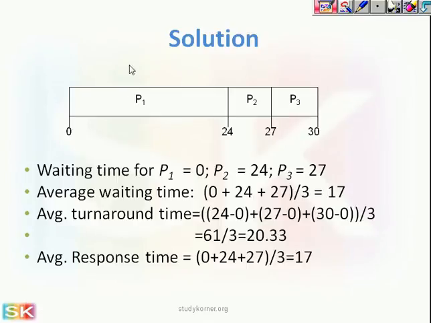So process P1 was submitted at time 0 and it gets the CPU the first time at time 0 only. So response time of process P1 is 0 seconds. Process P2 was submitted at 0 and it gets the CPU the first time at the 24th second. So that of P2 will be 24. For P3, 27 minus 0, that is 27, divided by 3 is equal to 17. So this is the average response time of the system, right?